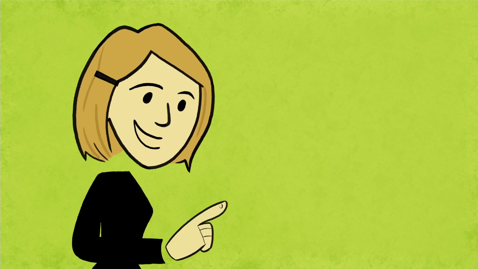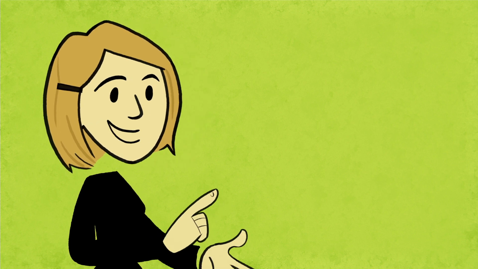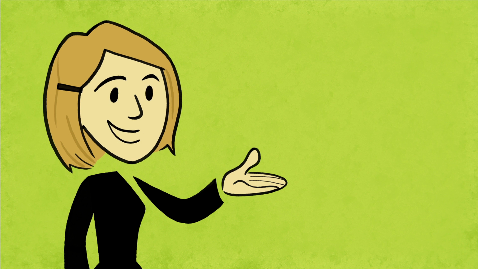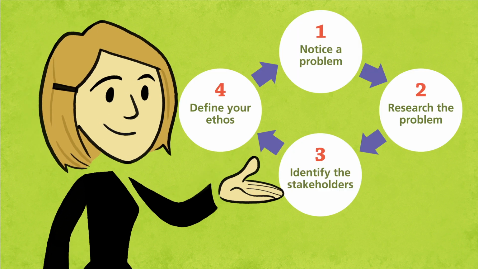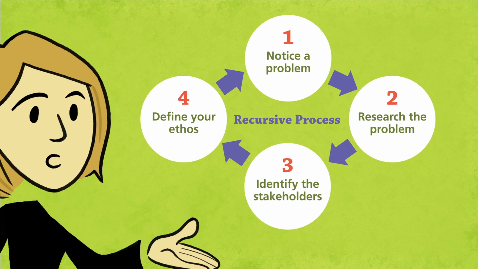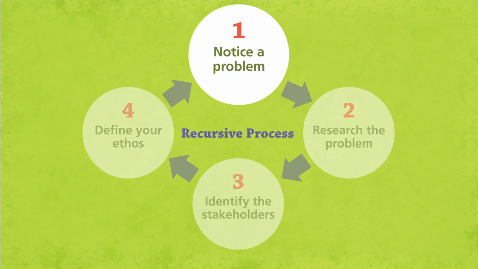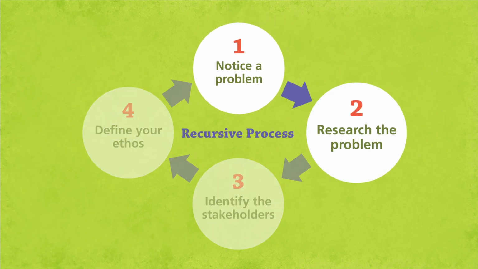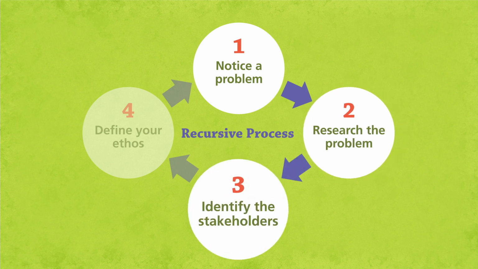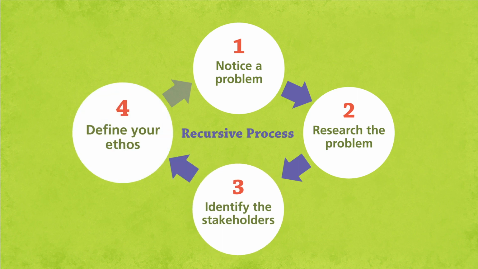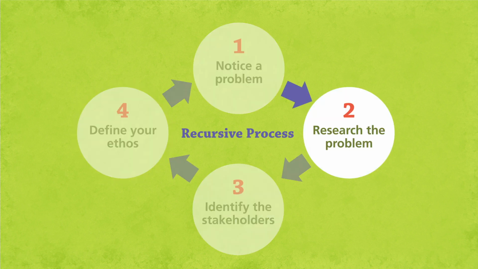Remember from the tiny lecture on formulating rhetorical problems, identifying and researching rhetorical problems is a 4-step recursive process. 1. Notice a problem and develop a research question. 2. Research the problem to understand its scope. 3. Identify your stakeholders or audience. 4. Define your own ethos for responding to the issue. Repeating these steps will help you decide what rhetorical action might best address the problem.